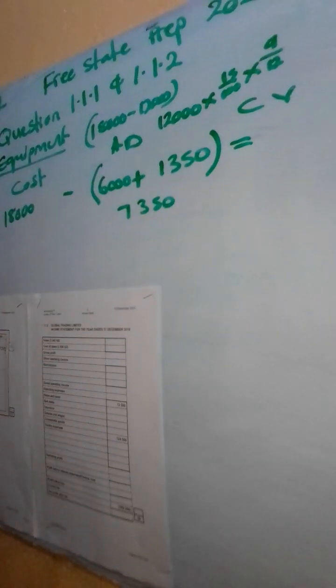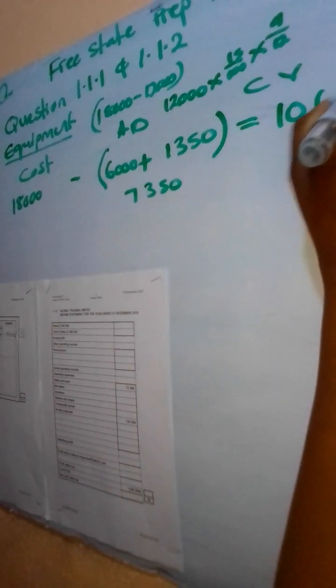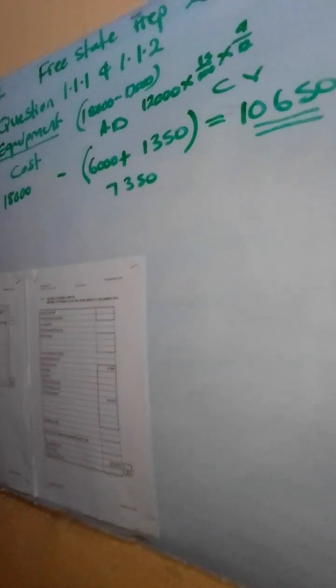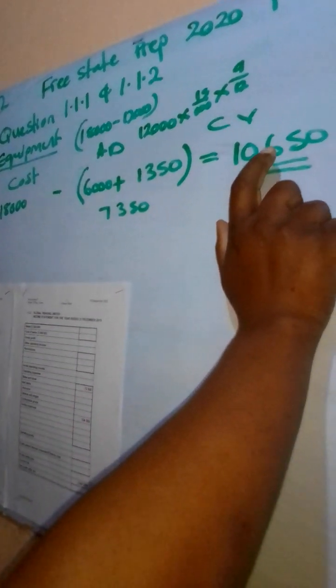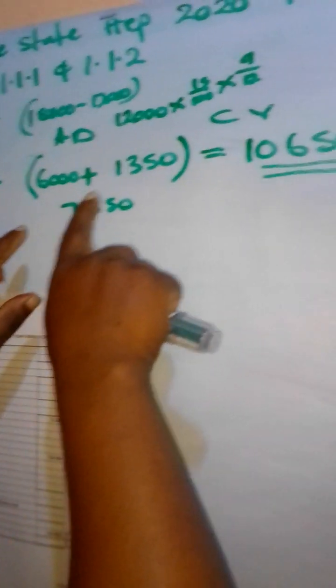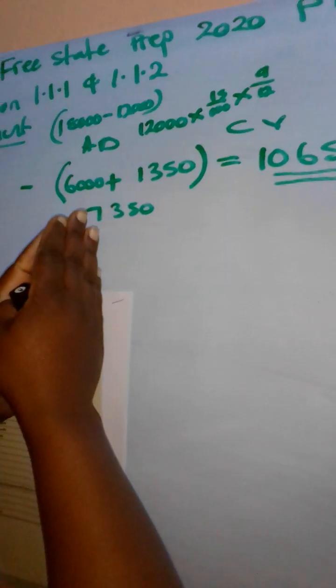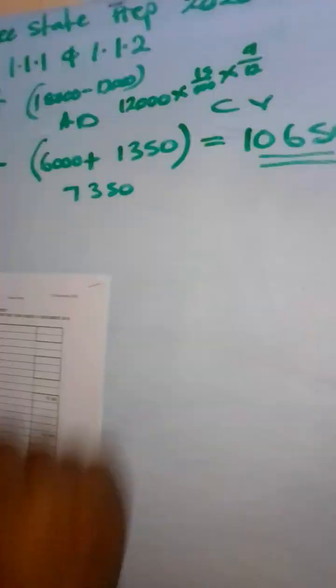So when we say cost minus accumulated depreciation, we are going to remain with a carrying value of 10,650. The question actually wanted us to find the disposals at carrying value. This was the carrying value of the asset by the time it was sold on the 30th of September 2019. The biggest calculation was calculating the total depreciation, in order for us to get the accumulated depreciation and the carrying value at the end.